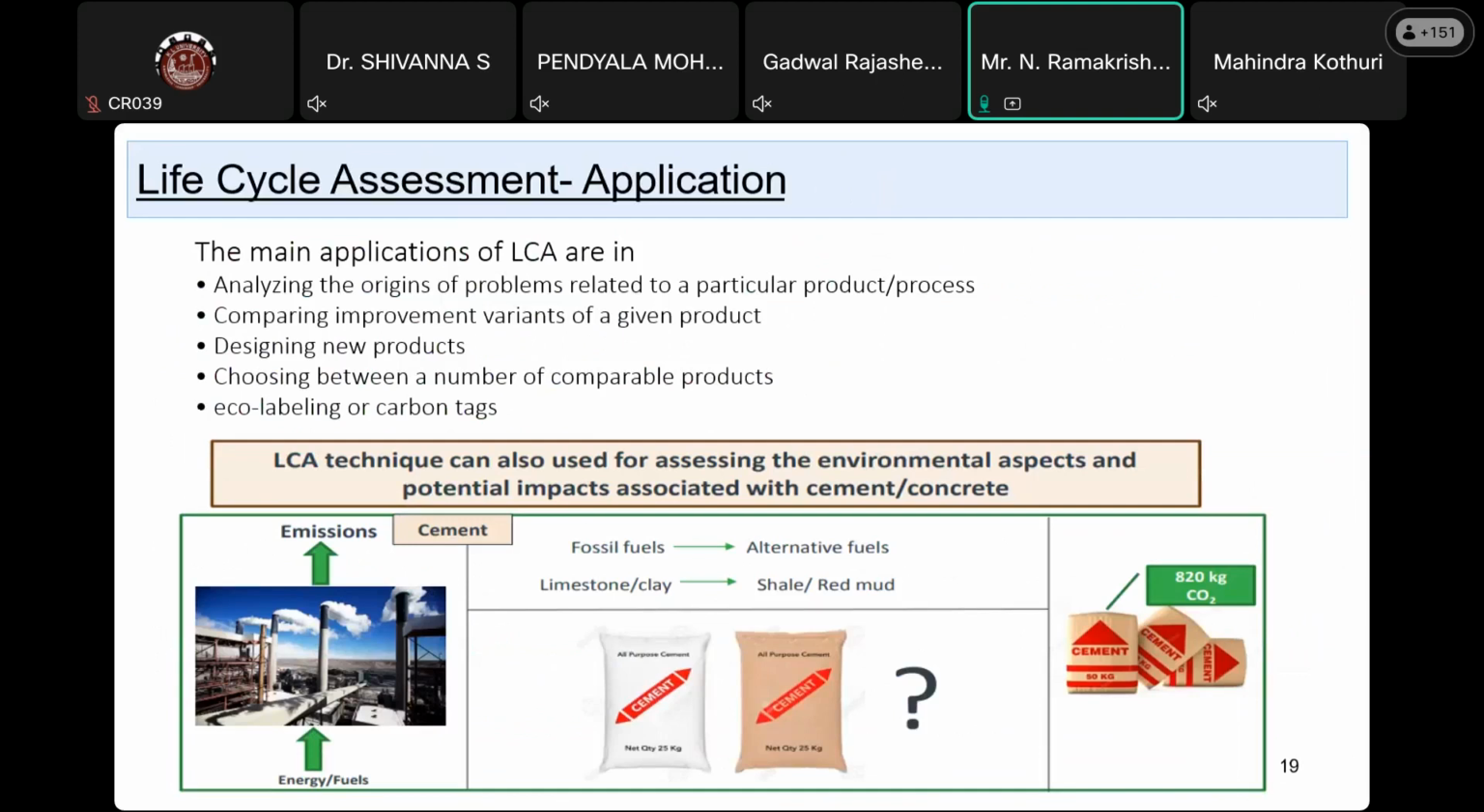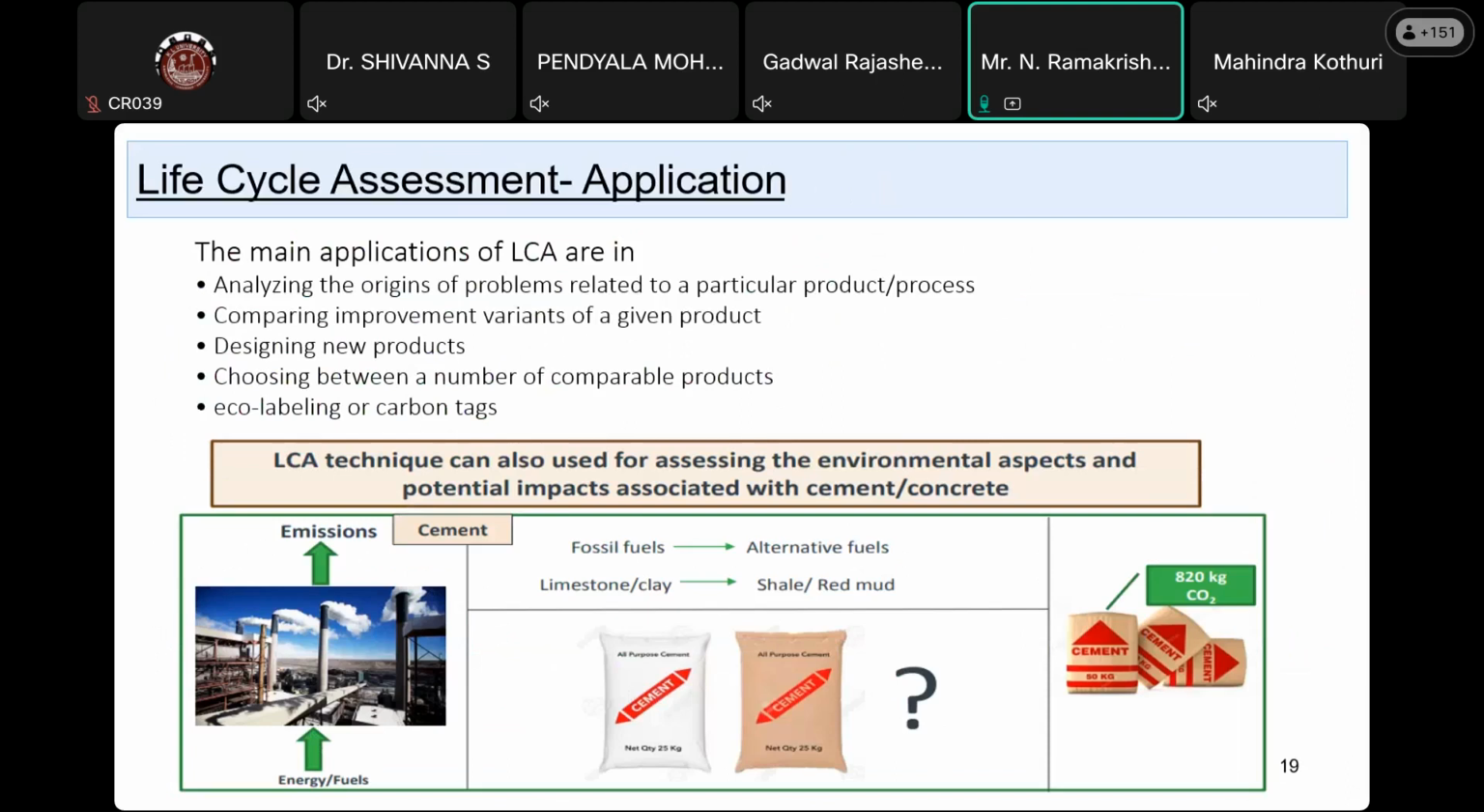You can see here the applications of life cycle assessment. It is going to study the origin of problems in any particular product or process, and compare different products. Using the given data, they go for the design of new products, and where a number of products are available, evaluate which one is better, and then go for eco-labeling or carbon tag.